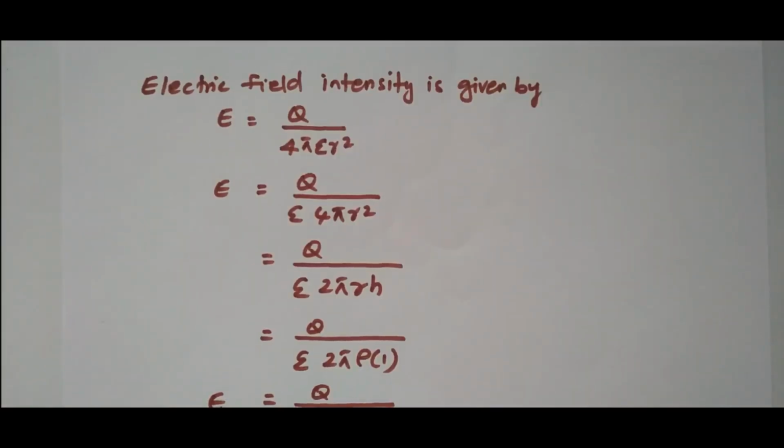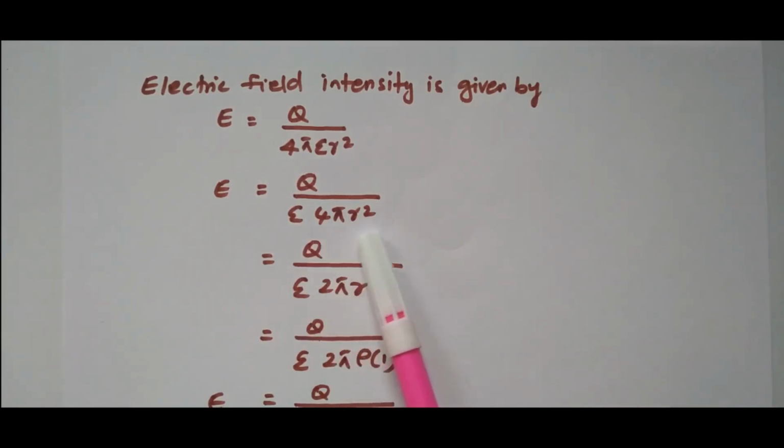Now we'll see the derivation for this cylindrical capacitor. First we'll find the electric field intensity, then voltage. From that we can find the capacitance. The electric field intensity E equals Q divided by 4 pi epsilon r square. That is a very general formula. Q divided by 4 pi epsilon r square is rewritten as Q divided by epsilon into 4 pi r square.